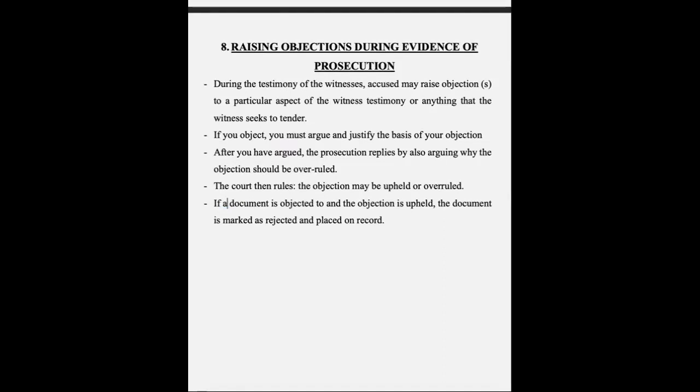If they want to tender a document and you object to the document and the document is rejected, then it will be marked as rejected and placed on record. So they want to tender a particular document, and your lawyer says that by law it's not supposed to be tendered. It's inadmissible. If the court upholds the objection, then the document is going to be marked as rejected and placed on record.